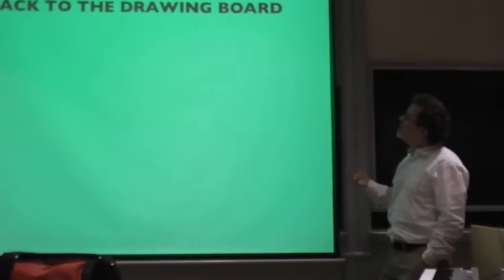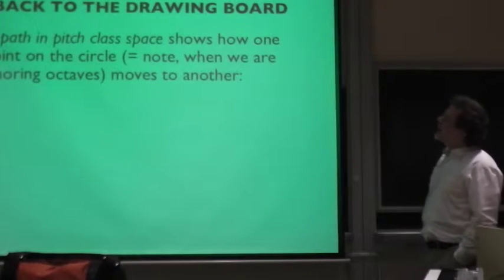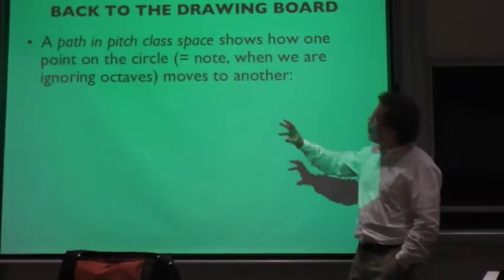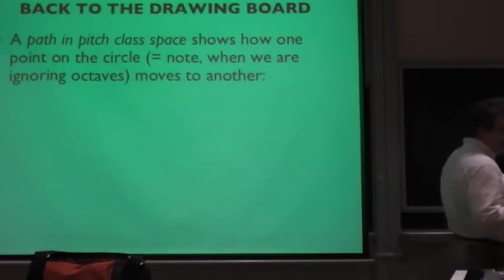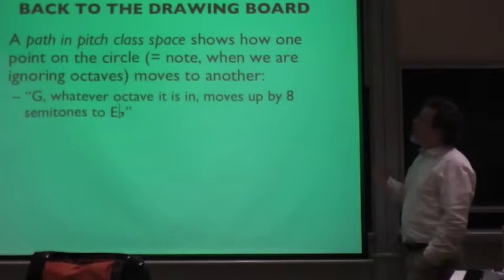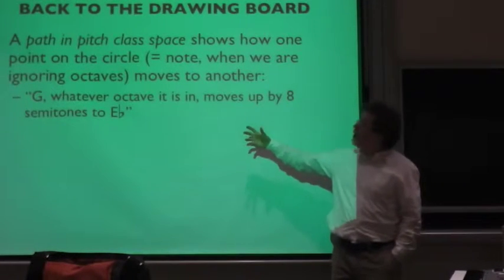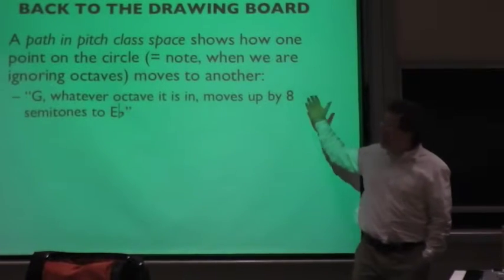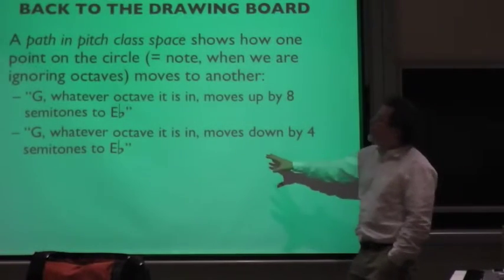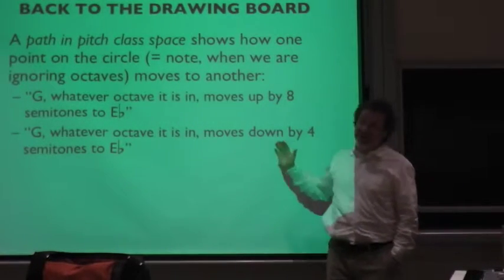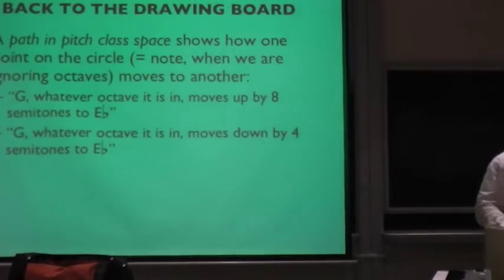When I left graduate school, I ended up going back to the drawing board and trying to rethink how musicians and music theorists should conceive of musical vectors, and I came up with something that I called a path in pitch class space, which shows how one point on the circle, or note when we ignore octaves, moves to another point on the circle. They are equivalent to English language phrases like: G, whatever octave it is in, moves up by 8 semitones to E flat, which is not what Beethoven's Fifth Symphony does, and G, whatever octave it is in, moves down by 4 semitones to E flat, which is what Beethoven's Fifth Symphony does.